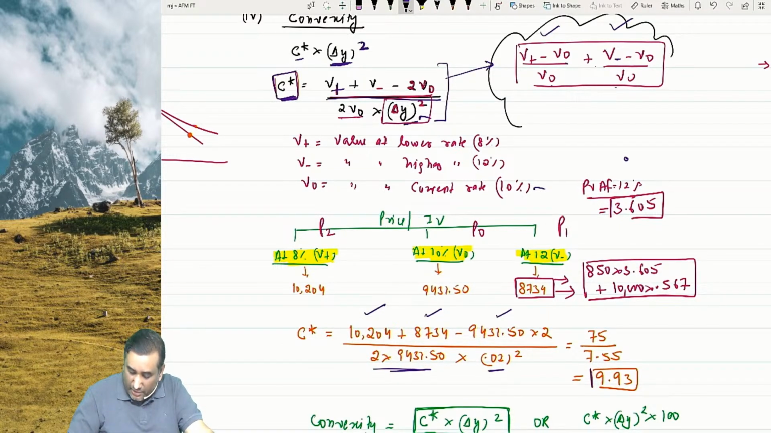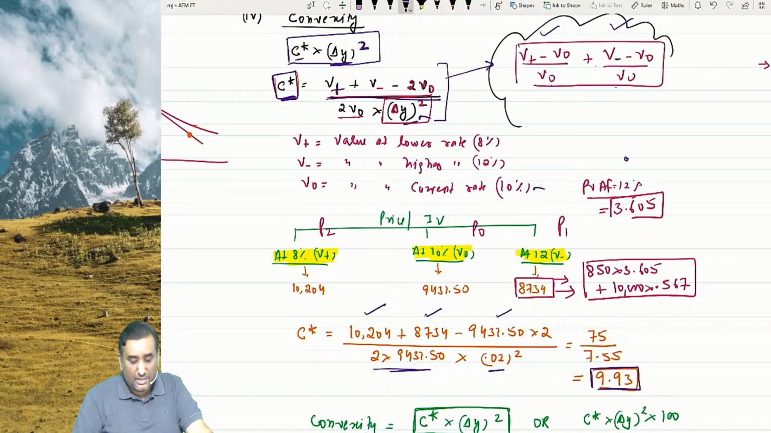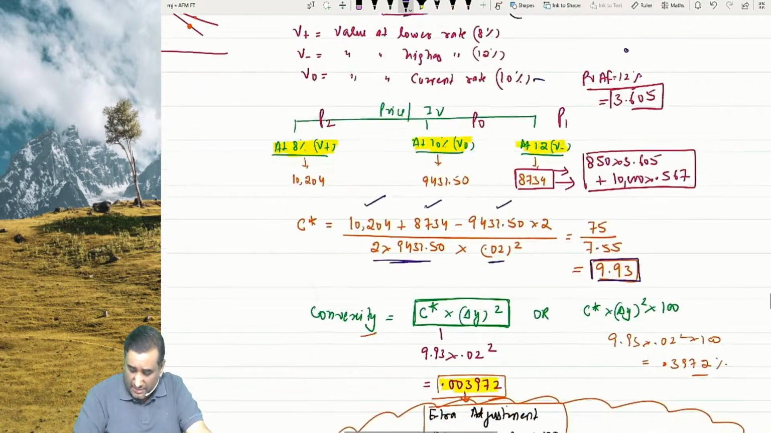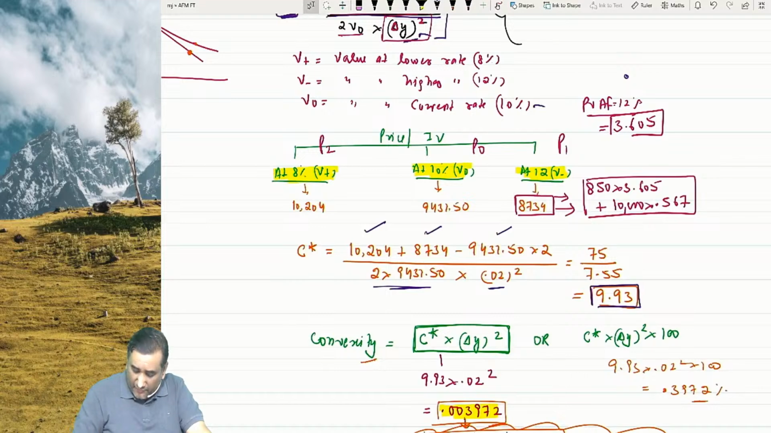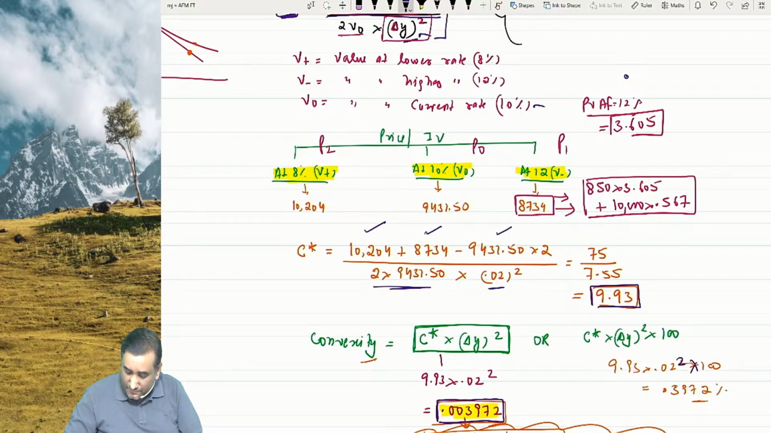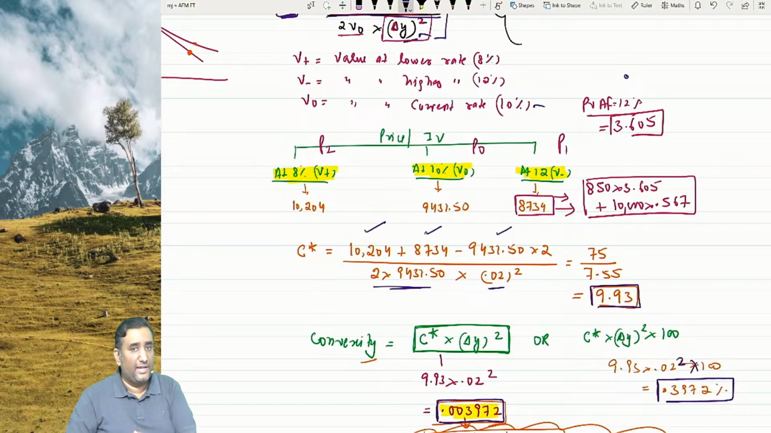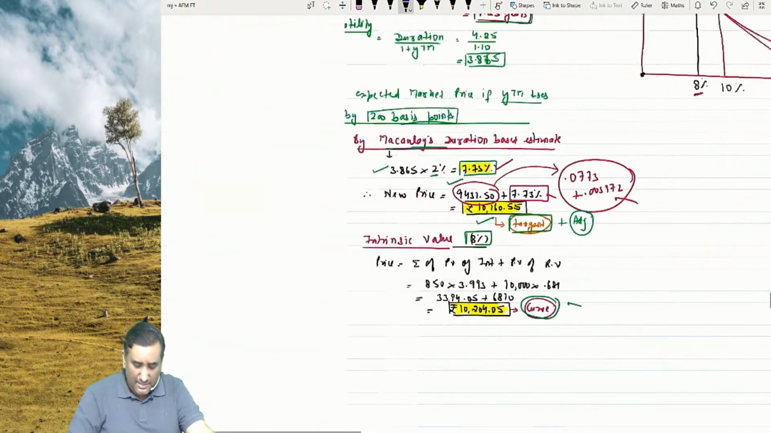I get 9.93. Now I cannot read this 9.93. C star was nothing but C star is equal to delta change in yield rate. How much yield rate are we changing here? 2%. This comes, two ways of putting the answer. One is 0.003972. Second, if I multiply by 100, it comes 0.3972. Now the answer will end here. Maybe the books will answer. I think the book has ended the answer here.